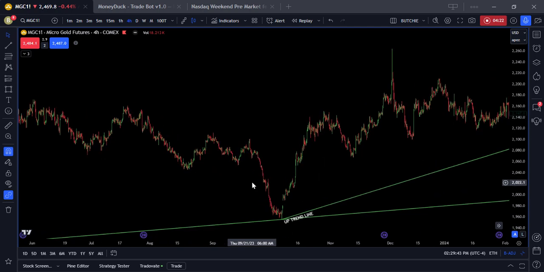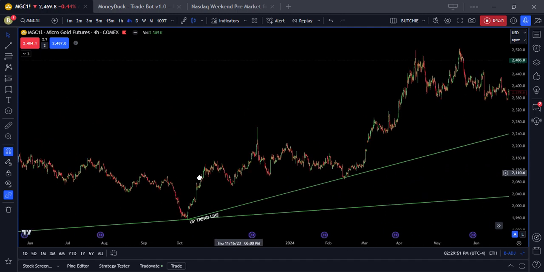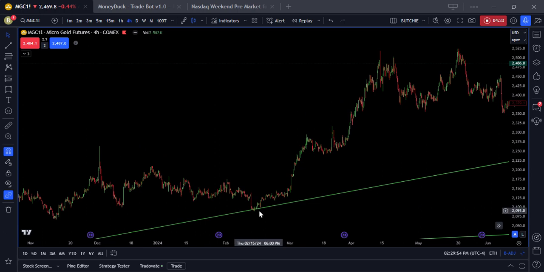Now, again, I need to zoom out and just make sure that the start of this trend line is at the bottom of that candle, which it is. And then I'll zoom over here and do the same thing, which it's not.